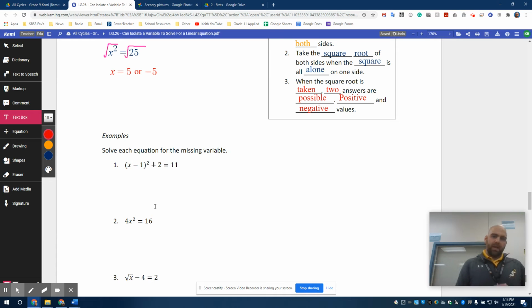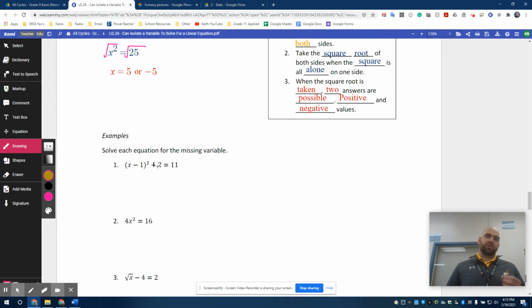Now, when we have a power applied onto a set of parentheses, it actually becomes a little bit trickier because there's multiple steps that we need to do to solve. And we'll get into that in just a little bit. To start with, though, let's start with solving here, get rid of this 2. So we got to subtract 2 from both sides.